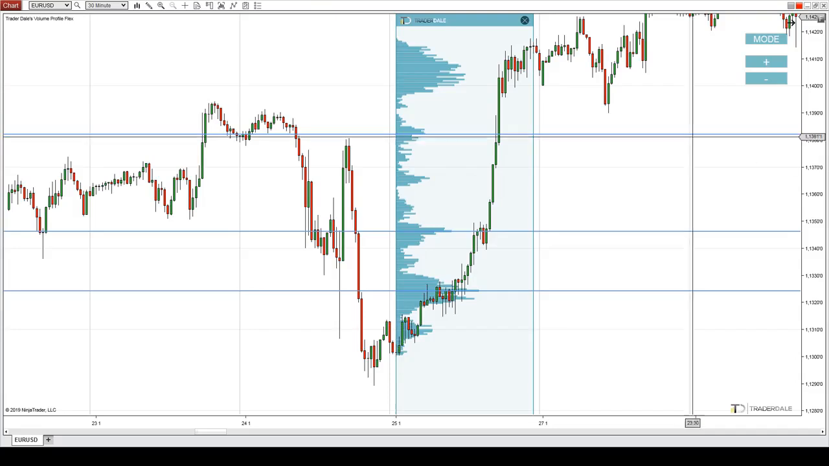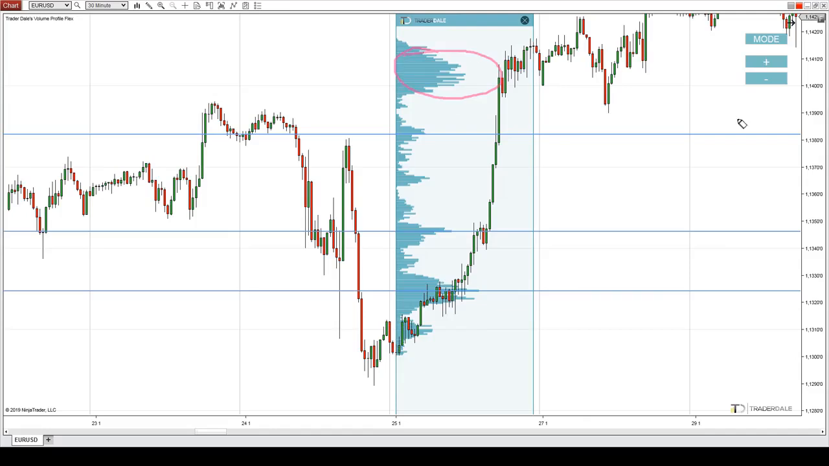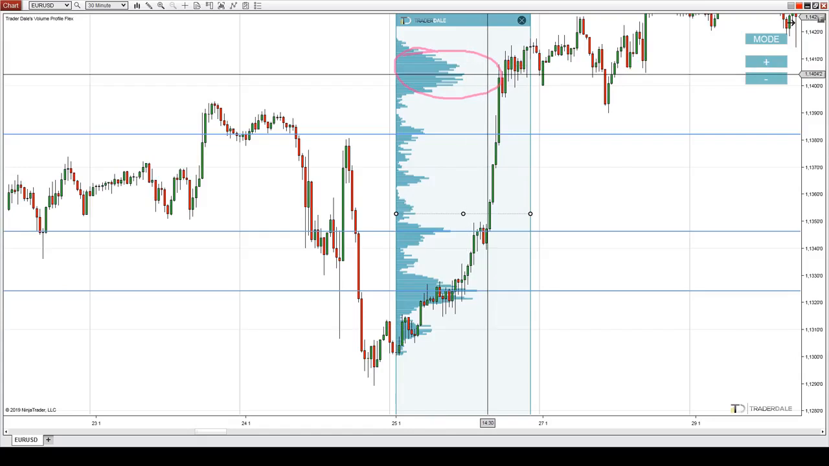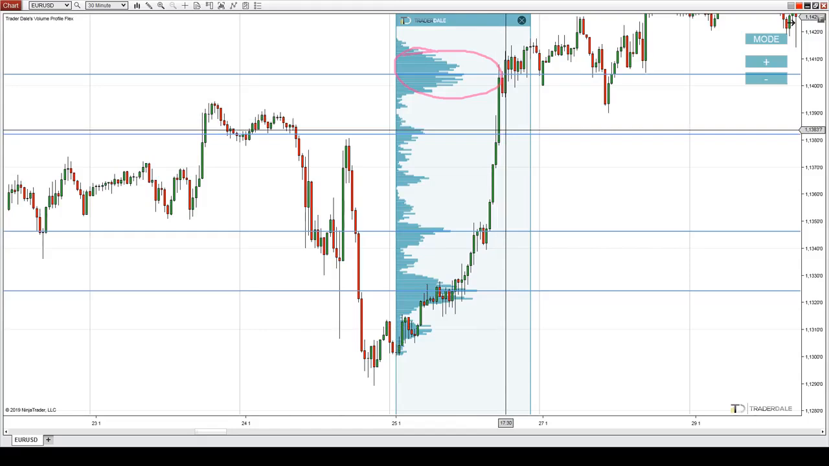Alright, and the next significant volume cluster is this one. This is where the rotation begins, but at the time when the trend was going upwards, we didn't really know that, right? So next level would be in here.